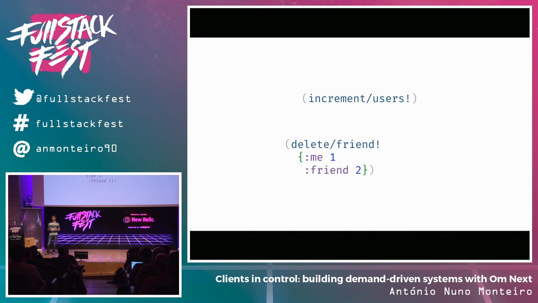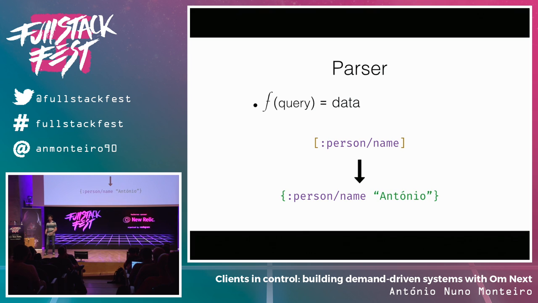Mutations are something that change the state of our application. Mutations are expressed as regular function calls, and our parser, which is another thing in Om Next, knows how to interpret them. The parser is really what takes a pure function from query to data. It's what hydrates the query expression that we pass onto it. This is the same concept as Falcor, just in the way that Falcor calls this routing, and in Om Next we call this the parser, or parsing.